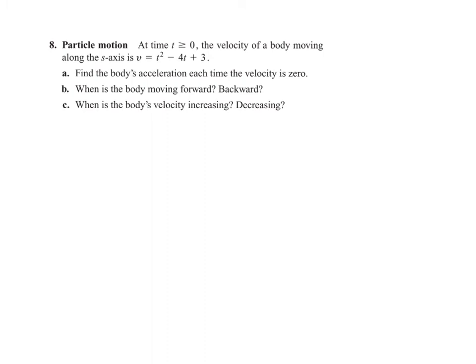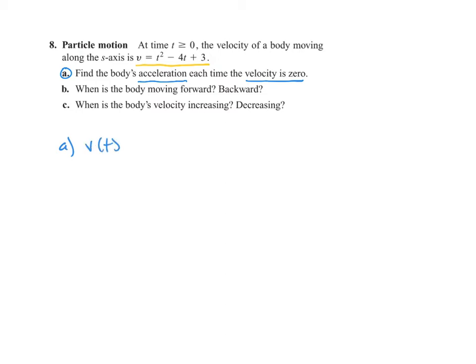Here's another example, and in this case, for time t greater than or equal to 0, which makes sense because time's usually not negative, we're given the velocity of a body moving along the s-axis, and that velocity is v equals t squared minus 4t plus 3. And in letter A, we're asked to find the body's acceleration at each time the velocity is 0. So there's really two things going on here. First of all, we have to find out when does it have a 0 velocity? And then secondly, what's the acceleration at those times? So let's go ahead and attack letter A here.